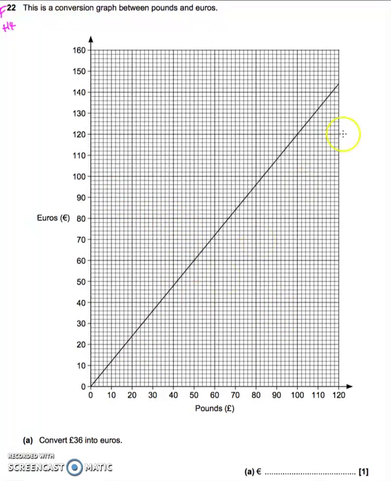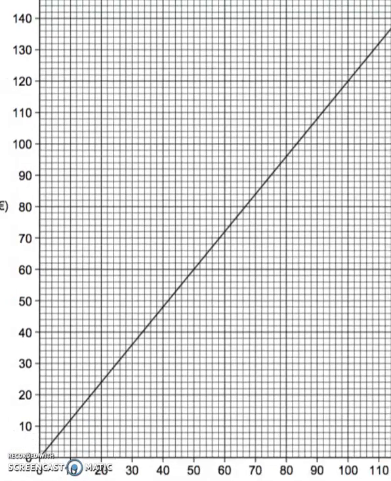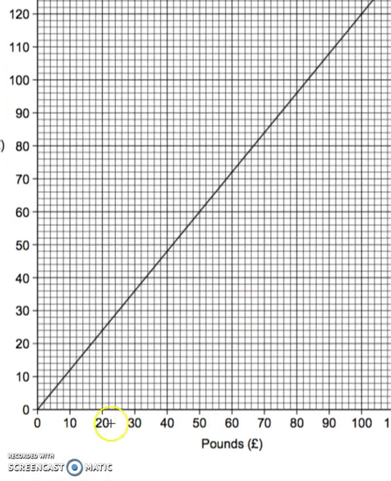To do that, you use the graph. You draw a line that goes from 36 pounds, and you hit the line that's been drawn on the graph, and then you draw another line that goes off and onto the euros axis. So let me just show you what I'm talking about. I'm going to zoom in a little bit so you can see a little bit closer.